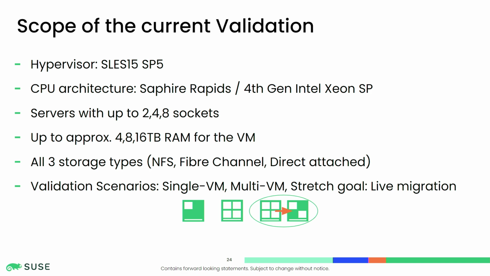As already said, we are aiming at the Sapphire Rapids CPU architecture with servers with up to 2, 4, and 8 sockets, with up to approximately 4, 8, and 16 terabytes of RAM for the VMs. So not every VM has to have that much memory. All VMs combined in a multi-VM scenario will have up to 4, 8, or 16 terabytes of memory. We want to validate, again, all 3 storage types: NFS, Fibre Channel, and Direct Attached. And we are aiming at the validation scenarios single VM and multi-VM, and my personal favorite, live migration.